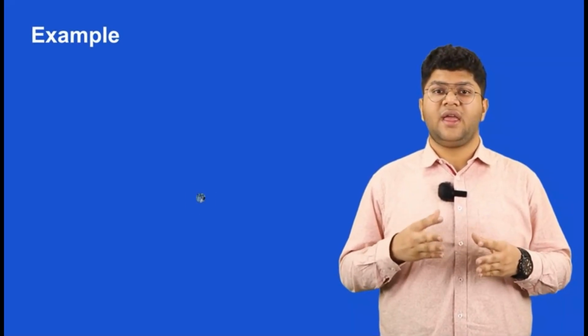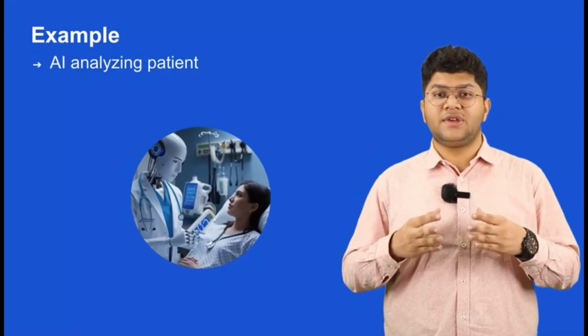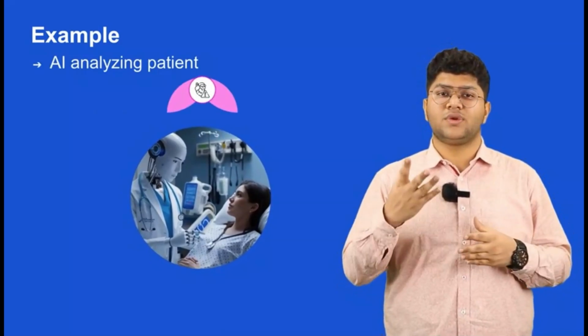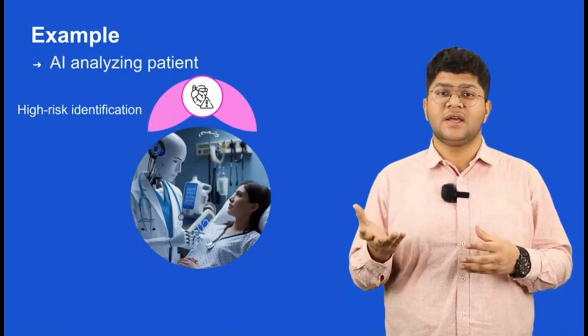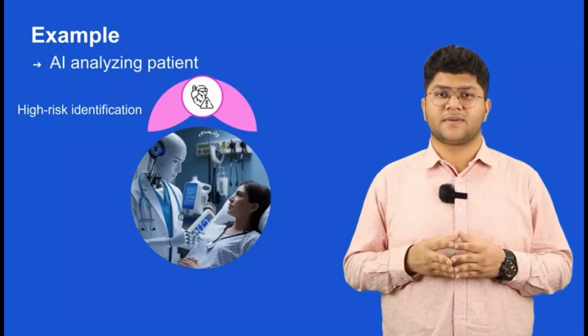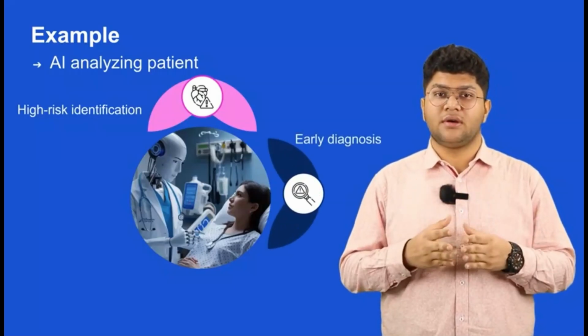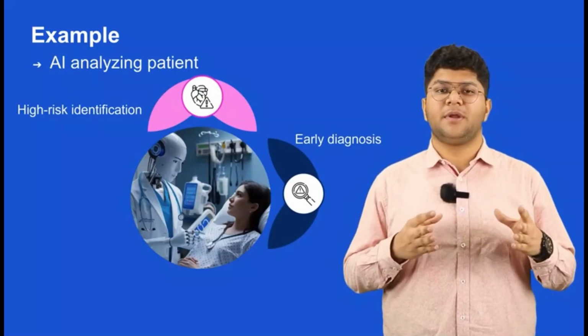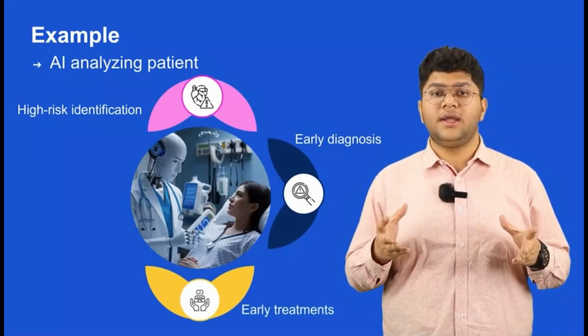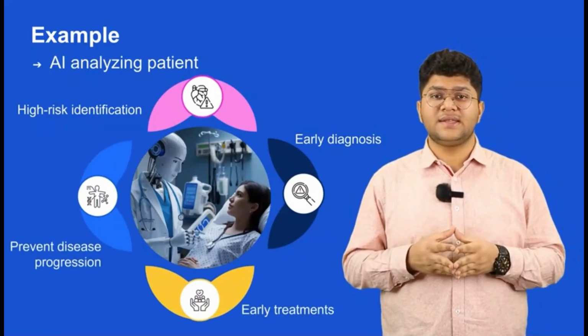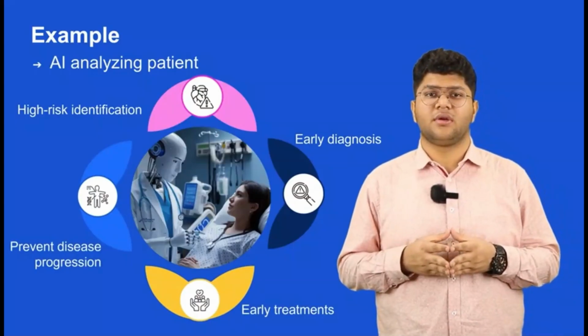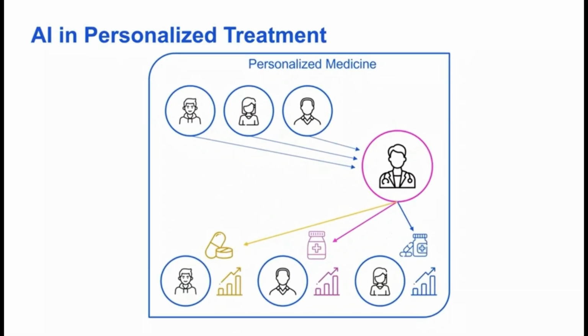For instance, AI-driven systems can analyze a patient's health data to identify those at high risk of developing conditions like heart disease or diabetes. By diagnosing these conditions early, healthcare providers can implement lifestyle changes or early treatments that could prevent these diseases from progressing. AI is also making strides in the area of personalized treatment.